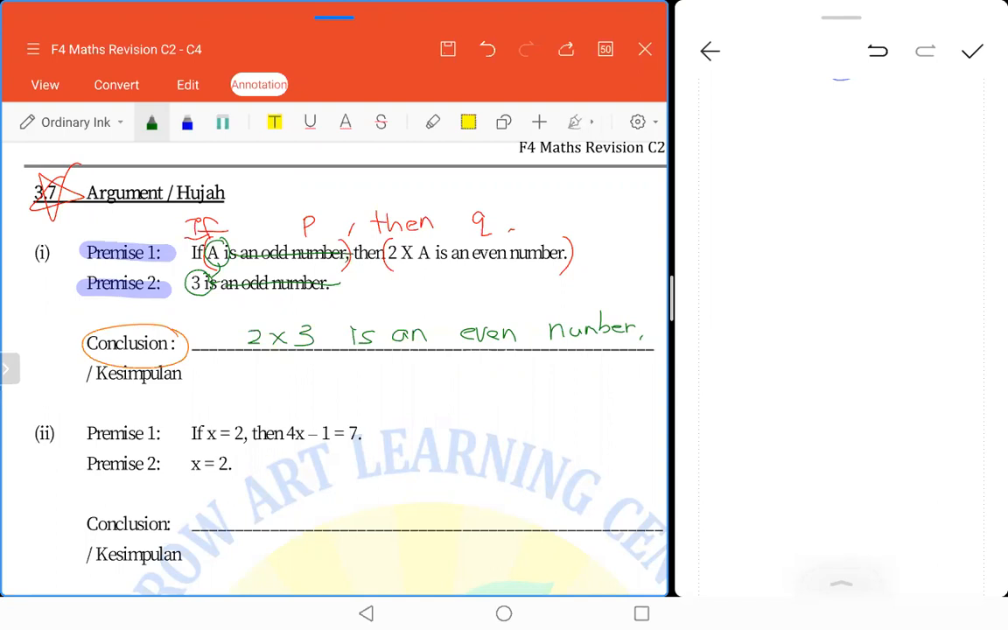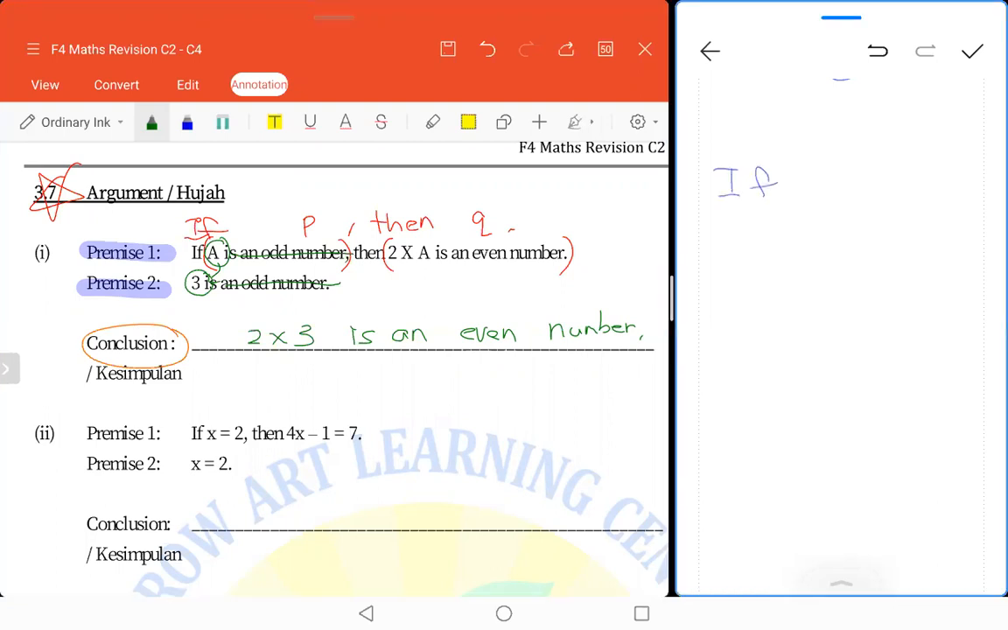Meaning, we just refer to the previous one. If P, then Q. Whatever is repeated already, we just cancel it off, and write the sentence which is not repeated yet. Right? Move on to question 2.